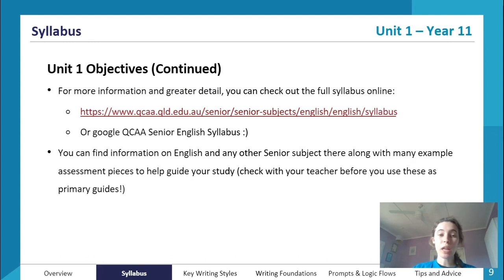So for more information and greater detail, I recommend that you check out the syllabus. That's all available online, not only for English, but for every subject that you could be doing at school. So the syllabus has a whole range of different things that are going to be helpful for you. I definitely didn't make use of it as much as I wish I should have in senior high school. So you can find out information in terms of the rubric and how you're marked. So the marking criteria for each piece of assessment.